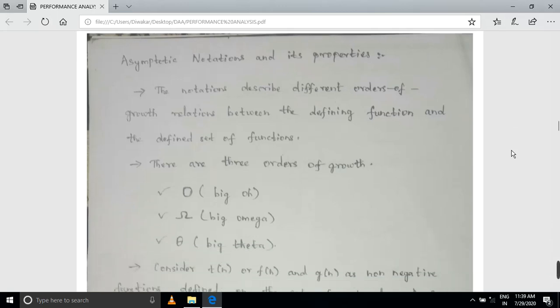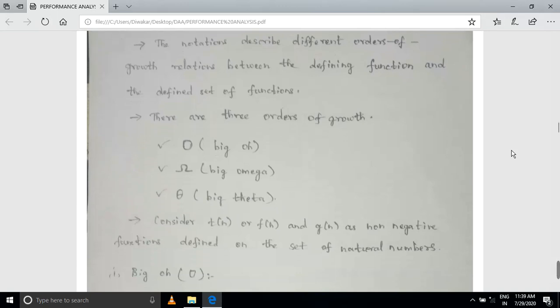Next, asymptotic notation and its properties. This is a very important topic, whether they ask 5 marks or 10 marks. The notations describe orders of growth, relating a defining function to a set of functions. The following notations you have to declare: first big O, big omega, big theta.